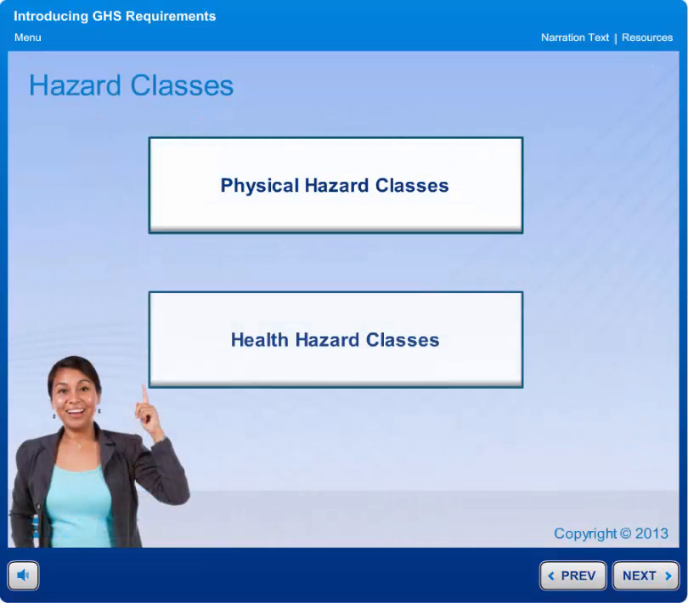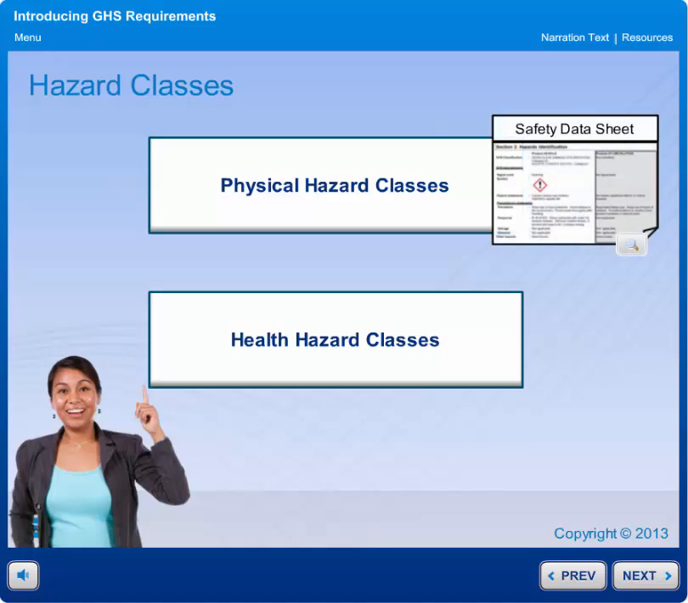Let's take a look at each of these hazard classes. Physical hazards are more straightforward and are based directly on the SDS attribute data. Health hazards are more complex to classify.